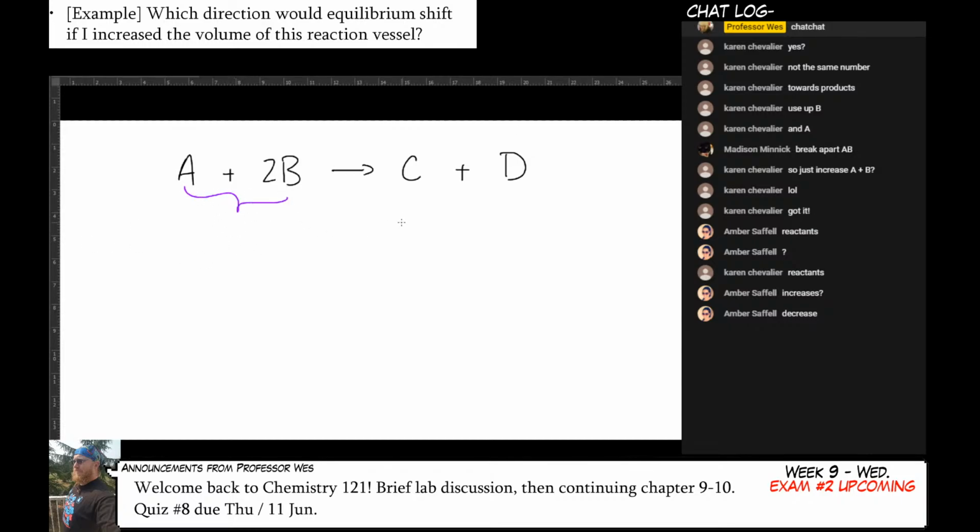All right. So first, let's count the number of moles on both sides. How many moles of reactants are there, and how many moles of products are there? Type it in the chat when you've got your answer. Good, so there are 3 moles of reactants and 2 moles of products.